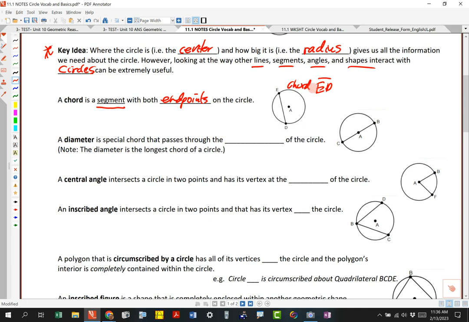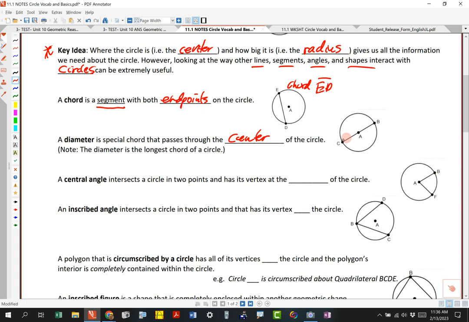Okay? It's not a line, it's a segment. It's got two endpoints. Okay? A diameter is a special chord. So it's a special segment that passes through the center of the circle. And if you think about this, the diameter is actually the longest chord.